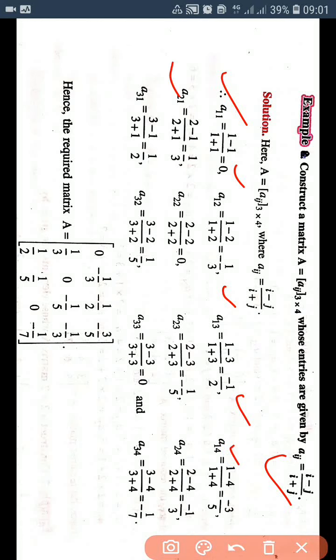Similarly, a21, i is 2, j is 1. Then i is 2, j is 2. Then i is 2, j is 3. Similarly, i is 2, j is 4. And a31, that means i is 3, j is 1. Then i is 3, j is 2, i is 3, j is 3, and i is 3, j is 4. You calculate it. Then put the matrix. There are 3 rows, 1, 2, 3, and 4 columns. So this is a matrix of order 3 by 4.